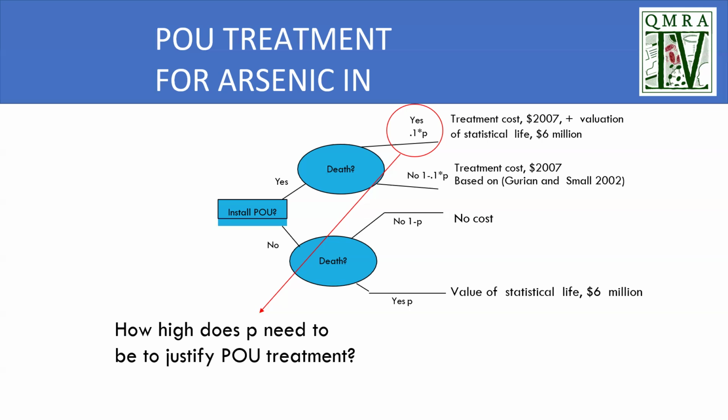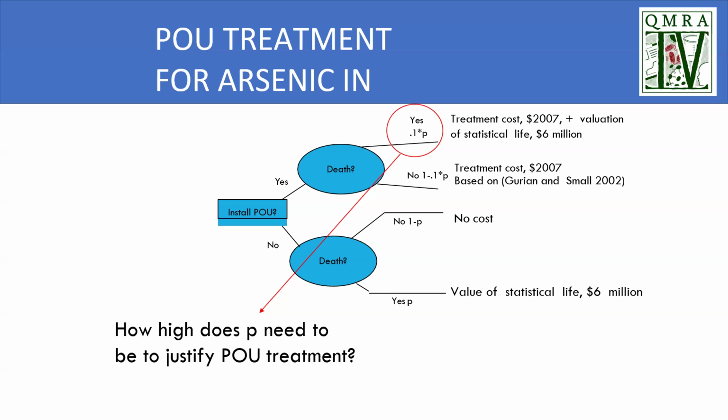We can do the same thing for the bottom of our tree. If we do not install the point of use device, there is still a probability of death. If it occurs, the probability is equivalent to P, and the outcome is $6 million for the value of the statistical life. If it does not occur, the probability is 1 minus P, and there is no cost.